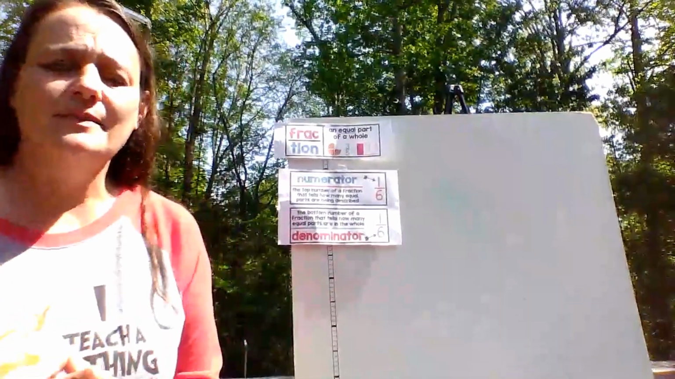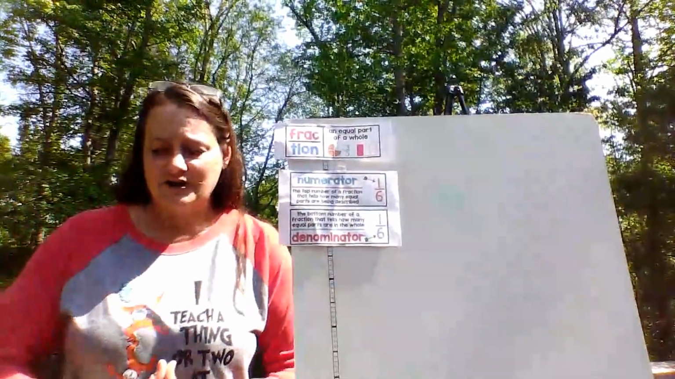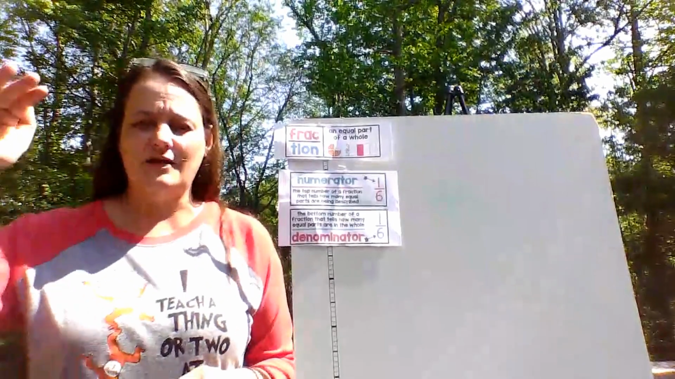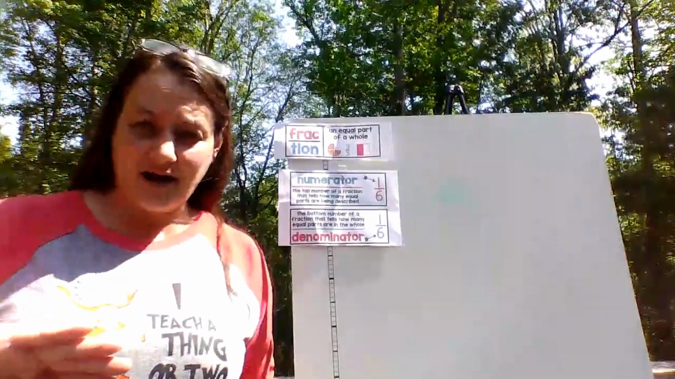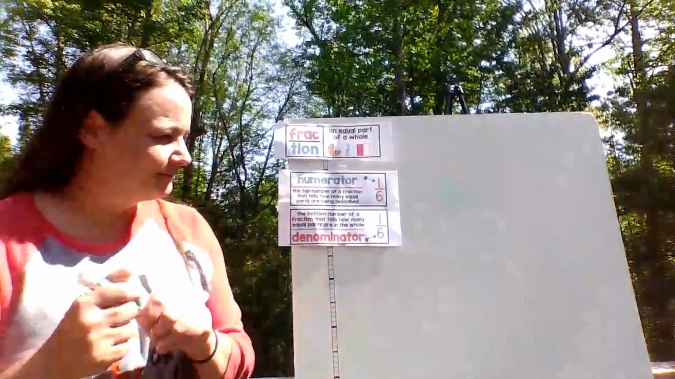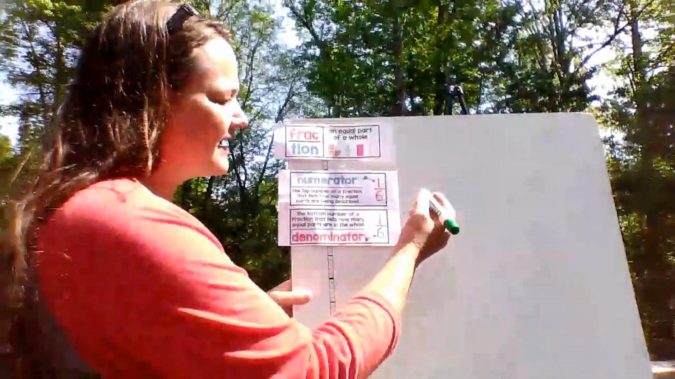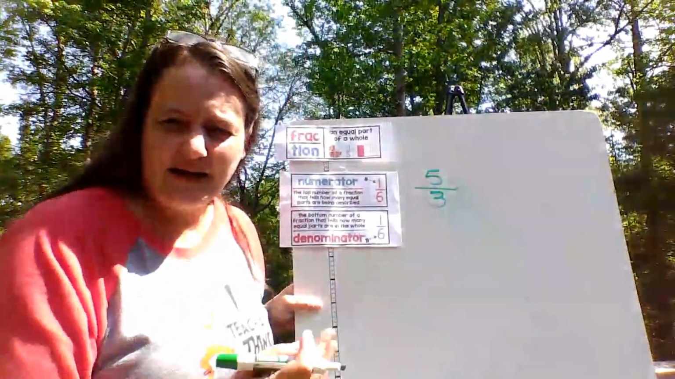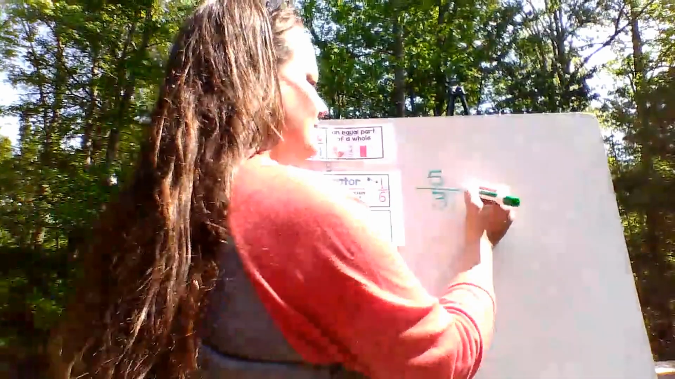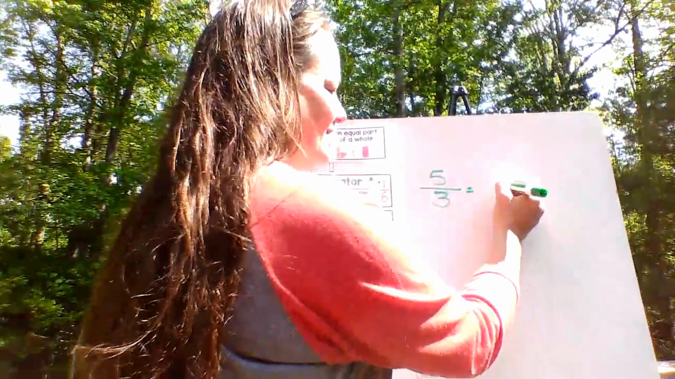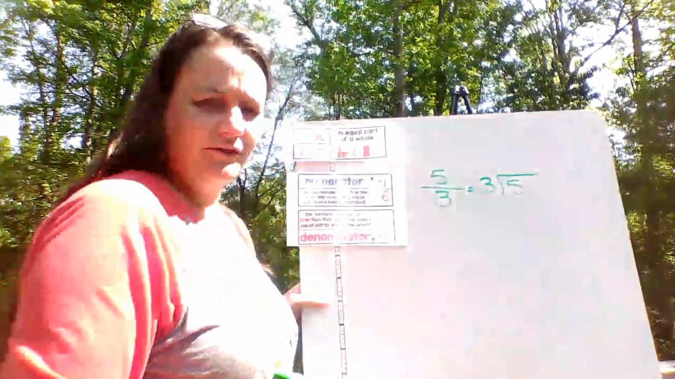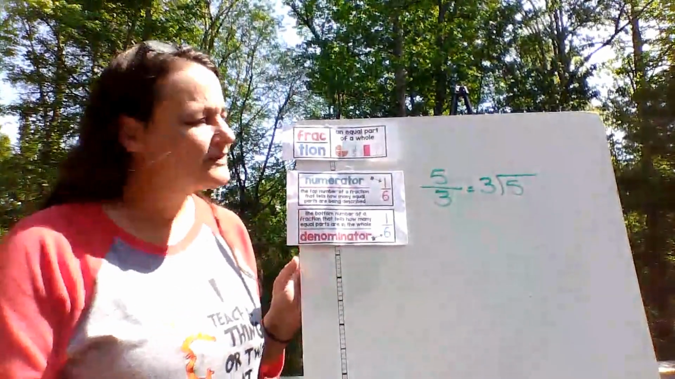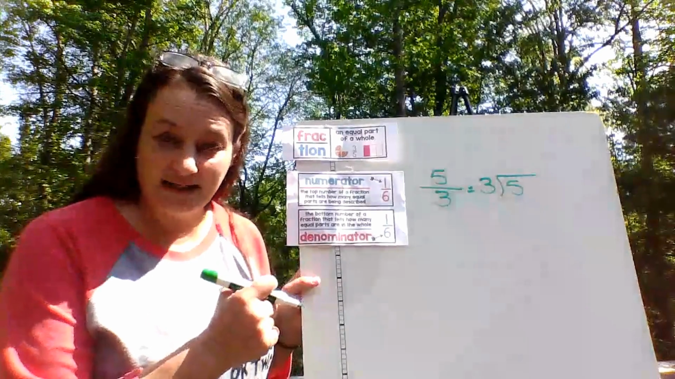Now, when we are talking about division and fractions, it is the top number divided by the bottom number. So you've got the numerator divided by the denominator. So for example, let's do 5/3. Okay, if we have 5/3, that is the same as 5 divided by 3. Okay, numerator divided by denominator. So let's go ahead and work this out and see what we get.